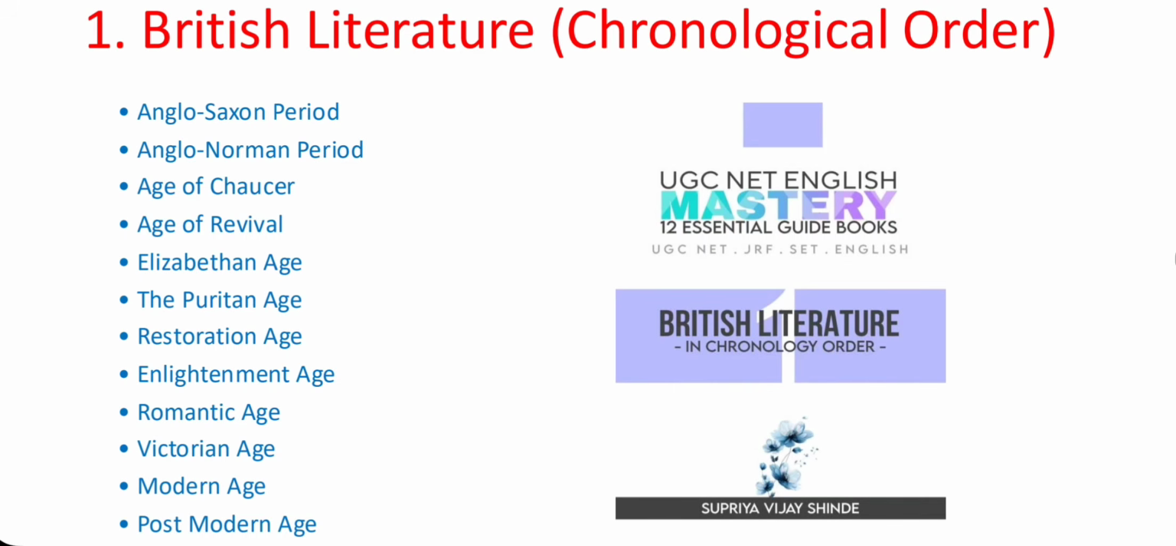Now let's talk about the essential study material that will streamline your preparation. I have compiled everything you need to know, organized in chronological order to make your preparation efficient. British literature. Cover all essential periods from the Anglo-Saxon to the postmodern age. This is crucial for paper 2, and knowing the timeline will help you to recall important authors and works.